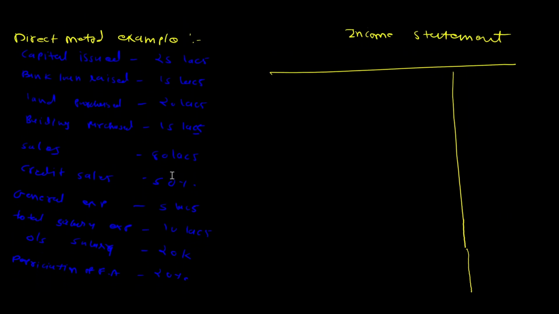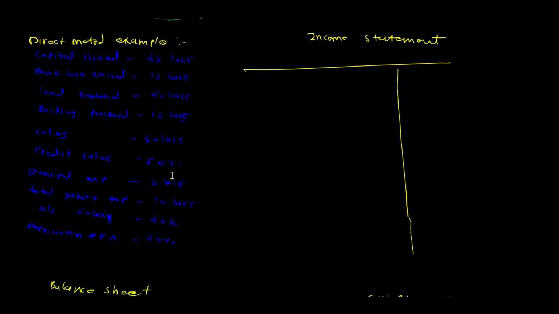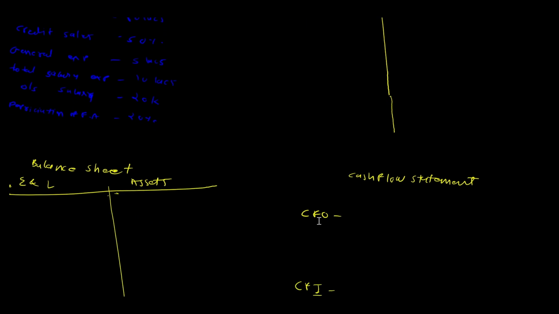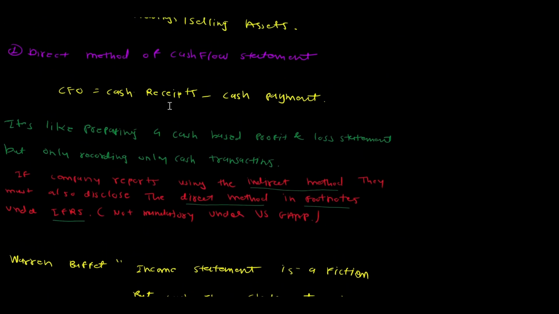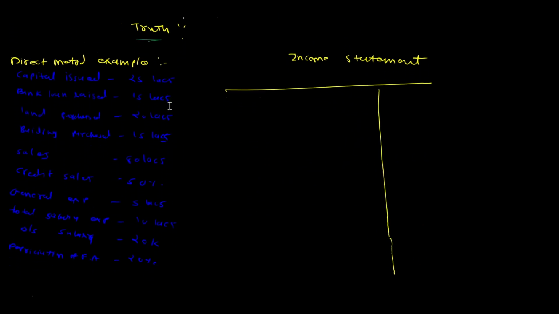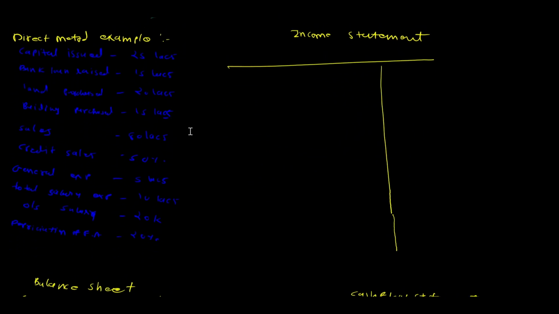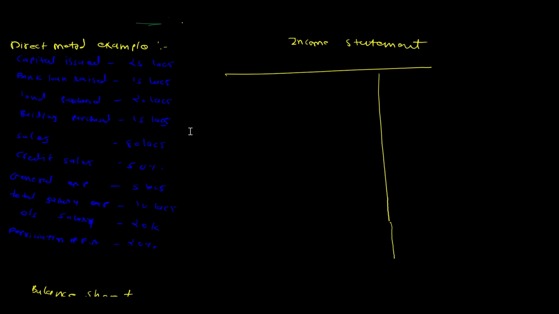So here are some transactions, and we are going to prepare the income statement, balance sheet, and cash flow statement based on these transactions using the direct method, to see how the company will account for them in these statements and how the balance sheet works.